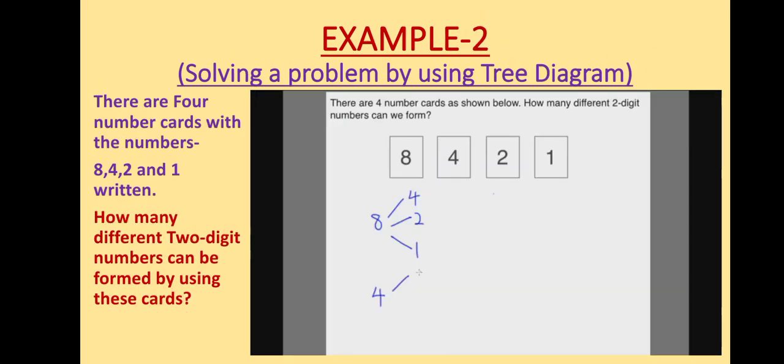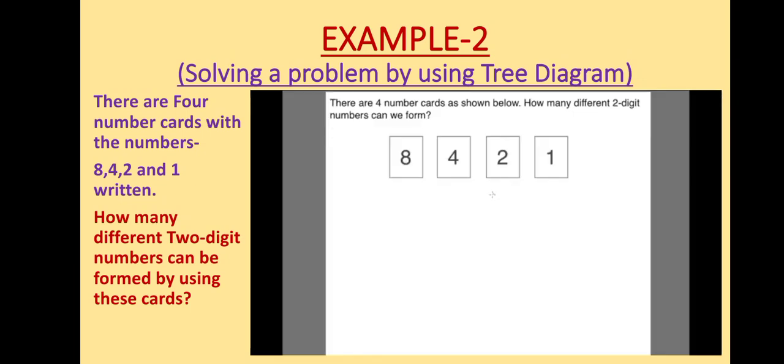Now let us discuss some more examples. Now in this example you have been given four number cards where 8, 4, 2 and 1 are written on them. So the question says how many different two-digit numbers can be formed by using these cards. So you have to use these cards to form two-digit numbers.